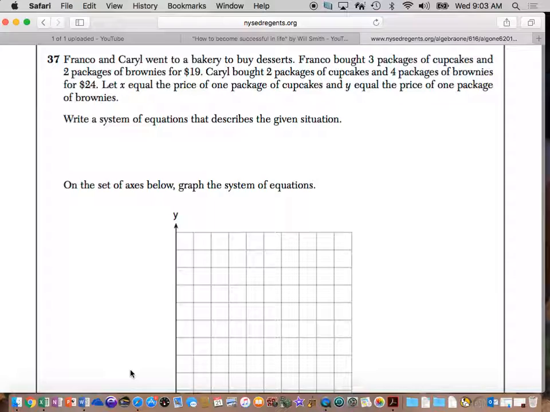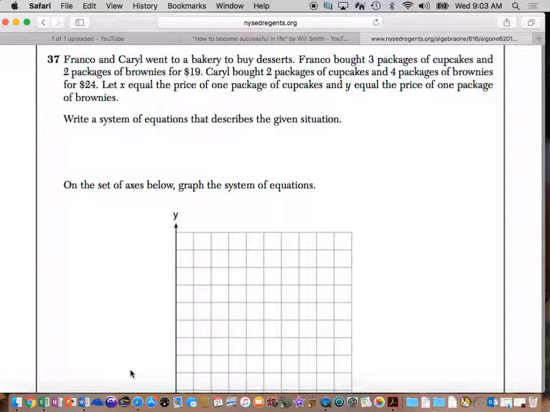Question, Spencer. No, I think I do. Okay, what's one equation? 3C plus 2B equals 19. Good. And Anthony, what's the second one? 2C plus 4B equals 24. Good. And now, is this going to be an elimination or a substitution? Elimination. They're stacked directly on top of each other.